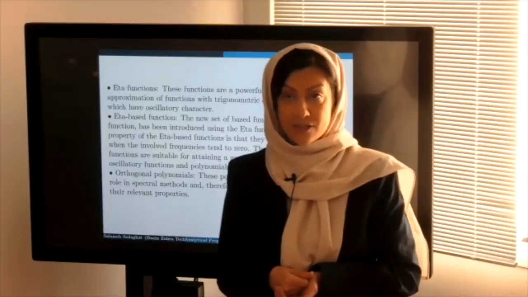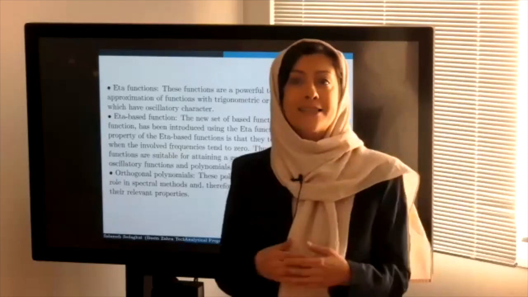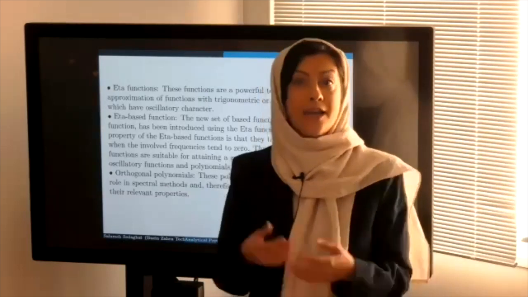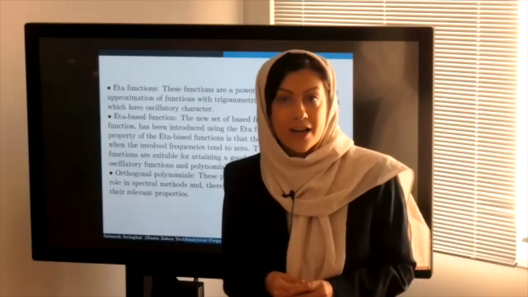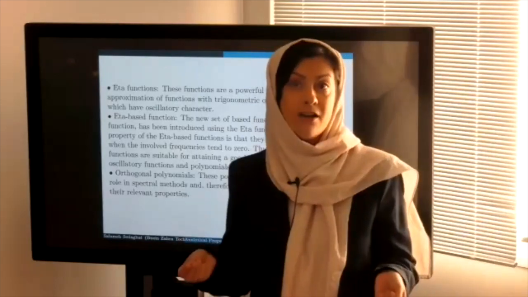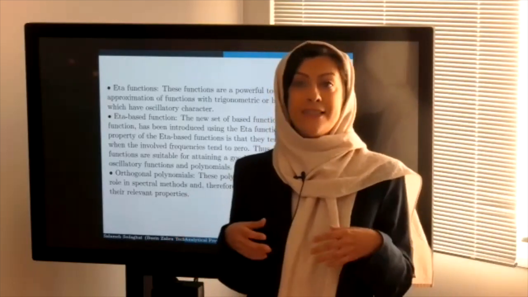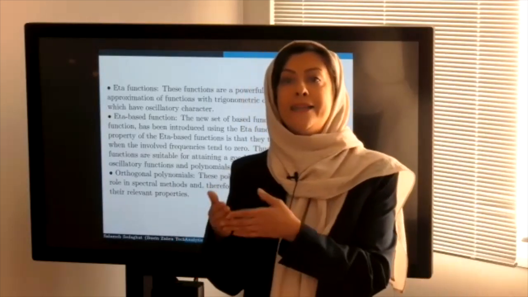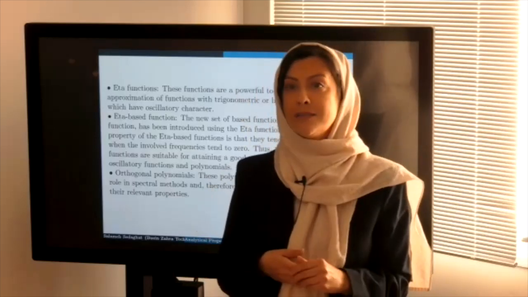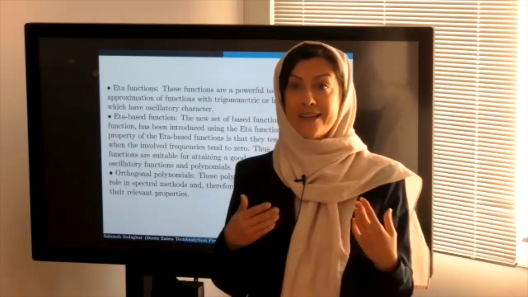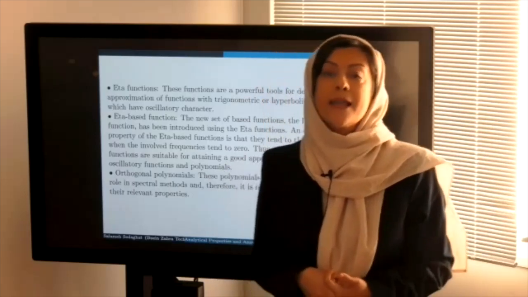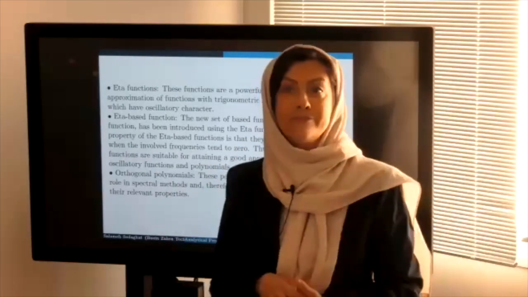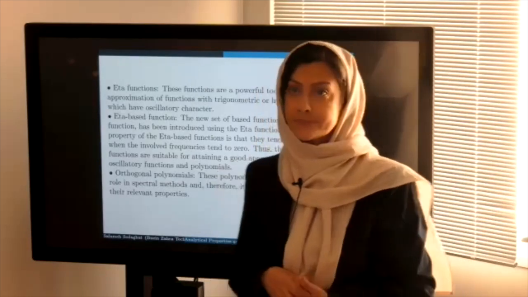I want to introduce them, and I want to investigate some important properties of these functions, such as the derivative of eta functions and the generating function and the generating differential equation of them, because we know we can find a lot of important information about functions from their generating function and from their generating differential equation. Next, I'm going to show you the integral representation and the Laplace transform of eta functions.